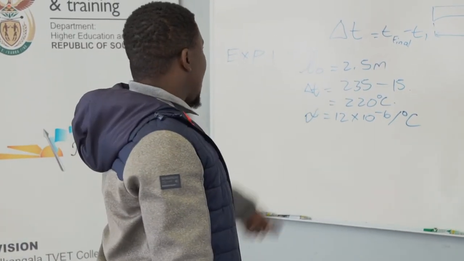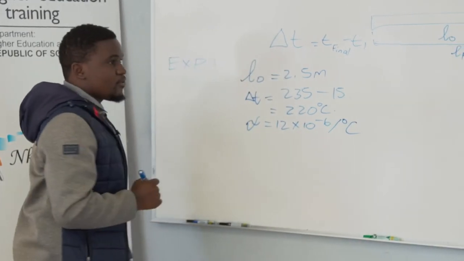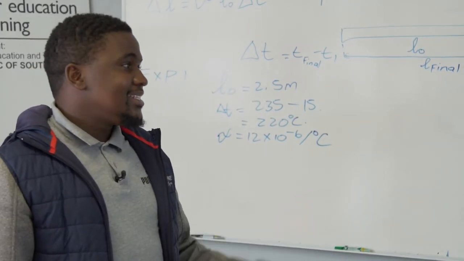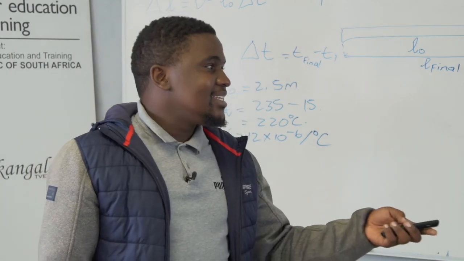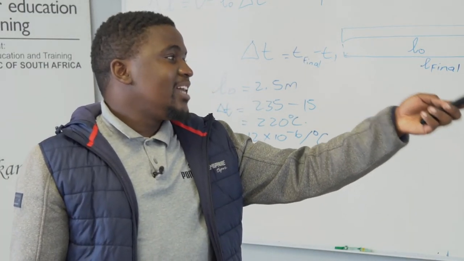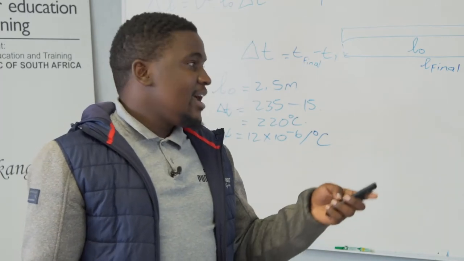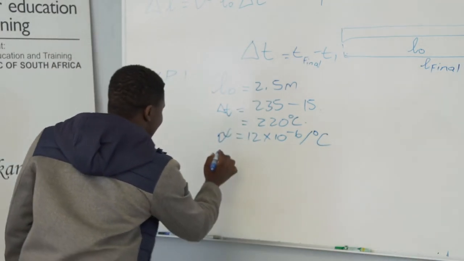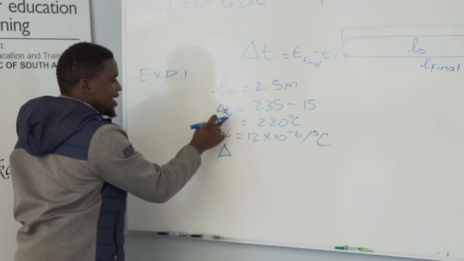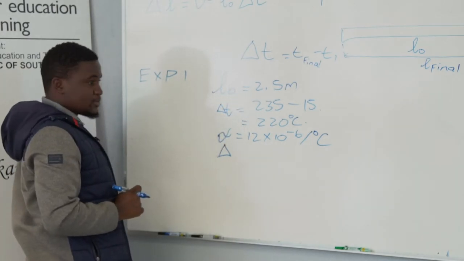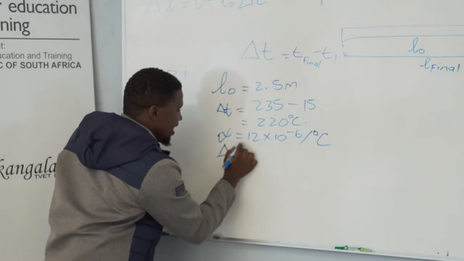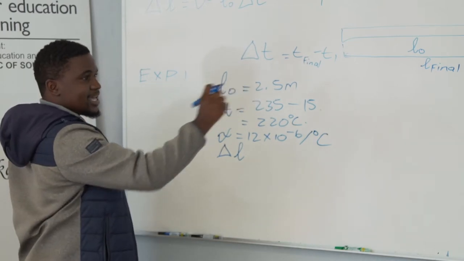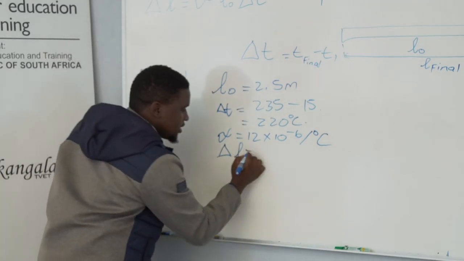Then, since we have our knowns, we can substitute into the original formula. But we must keep in mind what they requested in the question. They said we must calculate the increase in length the pipe will experience. So what are we looking for? We are looking for delta L, meaning we have our original length, our temperature change, and our coefficient of linear expansion. Now we are looking for our delta L, which is our increase in length, the small millimeters by which our steel pipe is increasing. It's unknown.